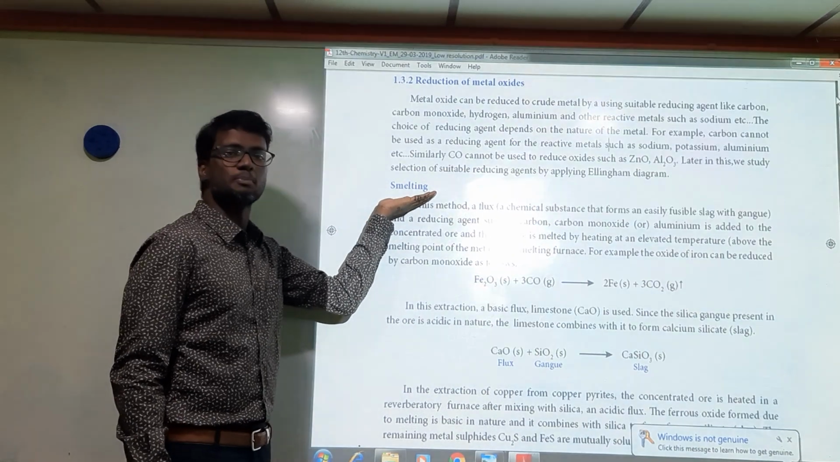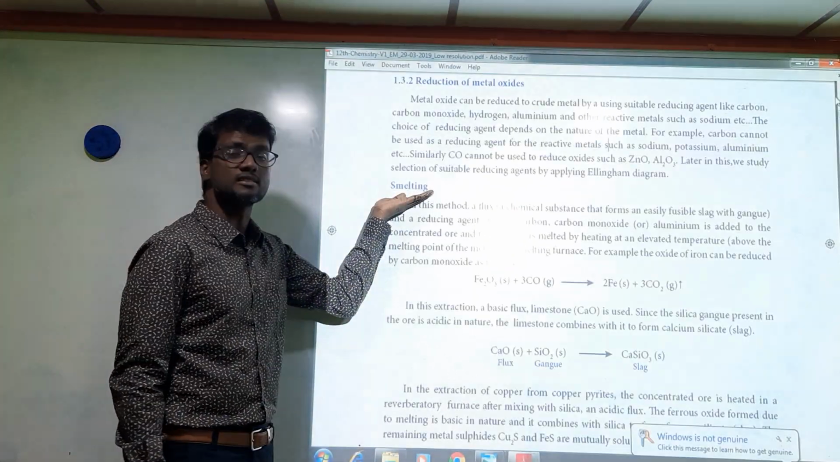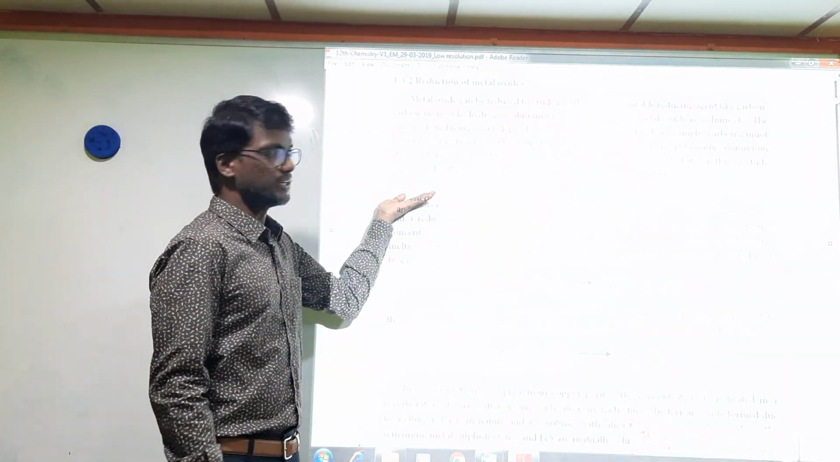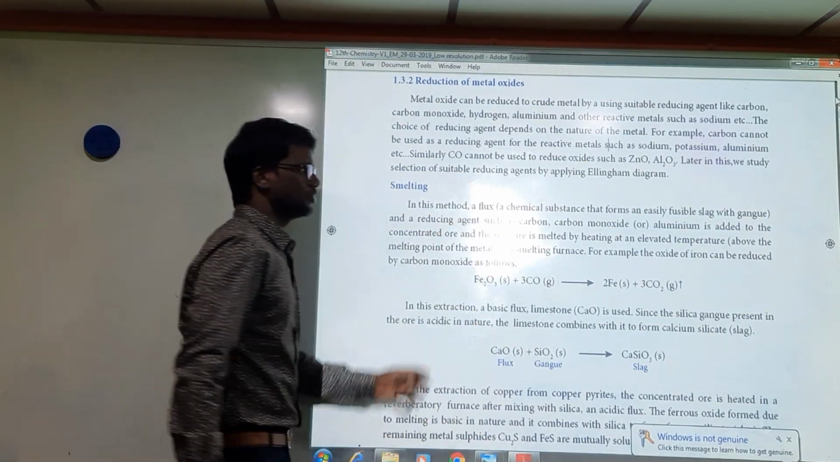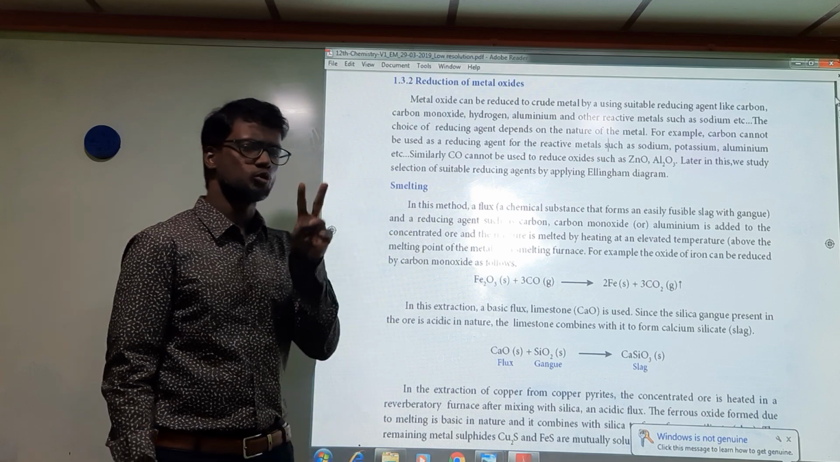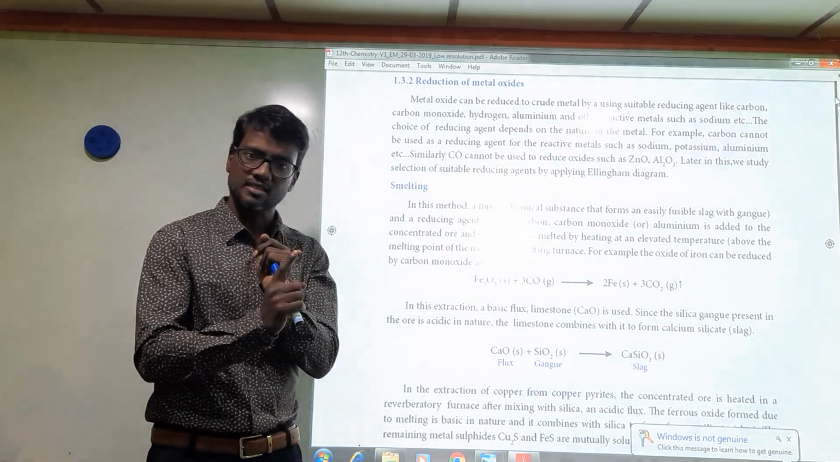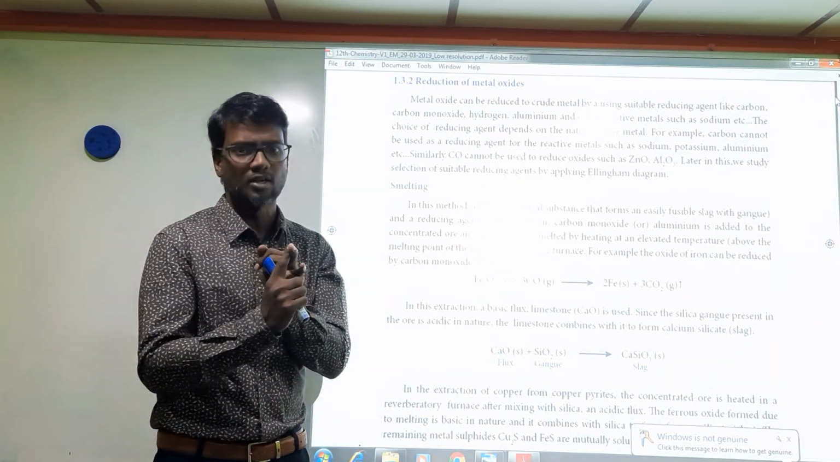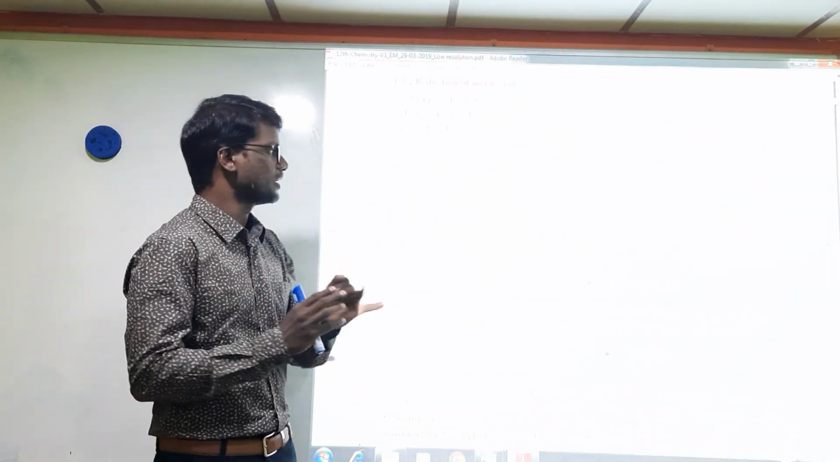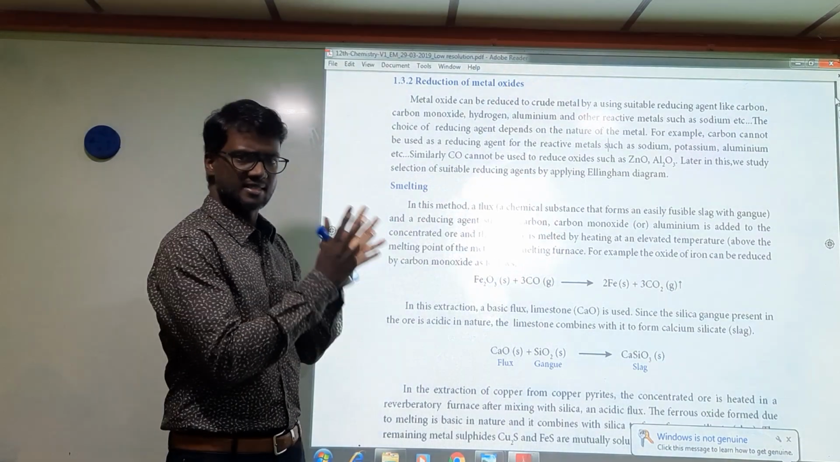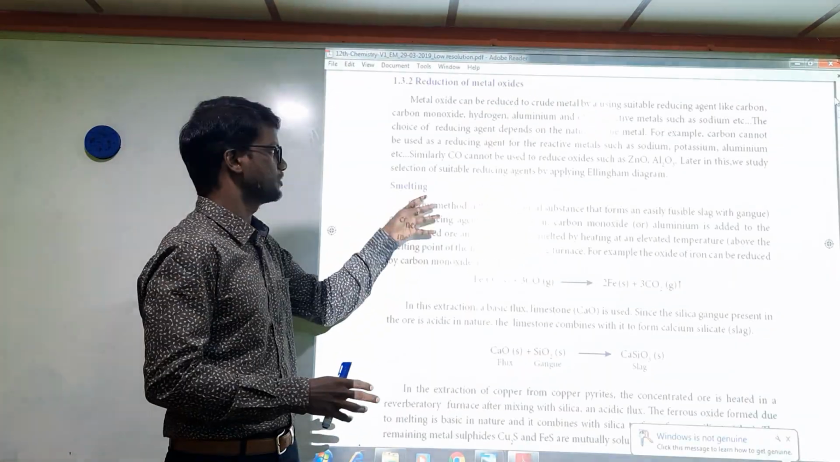First we'll see the smelting process. This is a technical term used for reduction. In this method, we actually use two components: one is a flux and the other is a reducing agent. You know what a reducing agent is? It converts metal oxide to metal. And what is the flux? Flux is a substance added to this mixture during smelting.